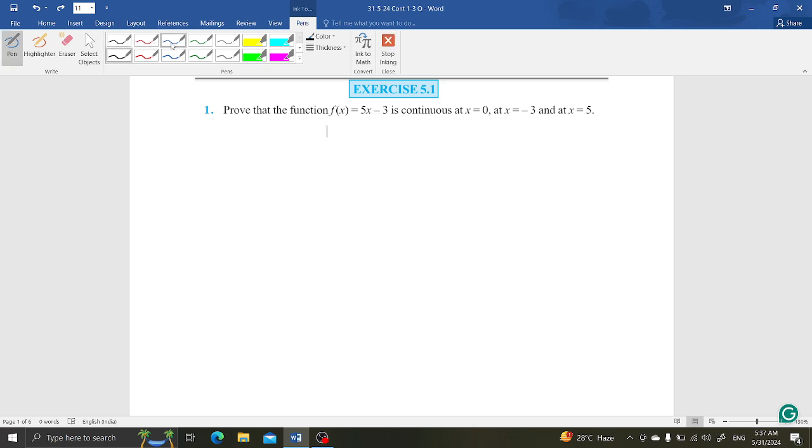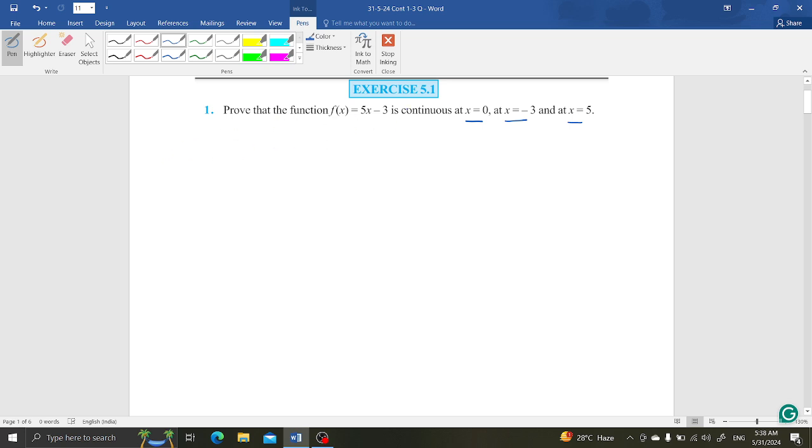What is the question given here? Question is: prove that the function f(x) equal to 5x minus 3 is continuous at x equal to 0, at x equal to minus 3 and x equal to 5. We need to prove this. I will prove for 0 and minus 3 and you need to prove for x equal to 5, because the same procedure we need to follow.